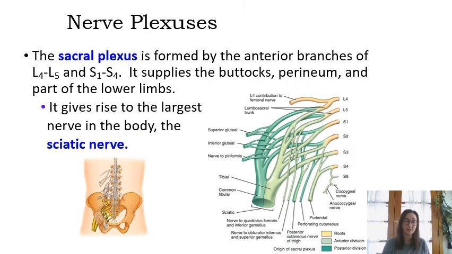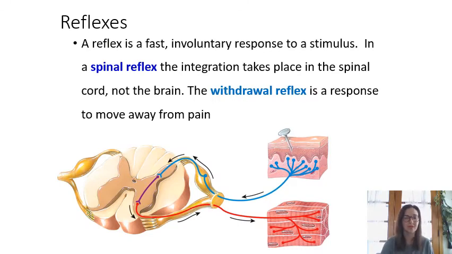All right, and then the sacral plexus. This is going to have lumbar nerves 4 and 5, and then sacral nerves 1 through 4 that branch off of the spinal cord and twist together to form the sacral plexus. And then the largest nerve in the body branches from the sacral plexus. That largest nerve in the body is called the sciatic nerve. So the sciatic nerve branches from that sacral plexus and then goes on to supply the lower limbs.